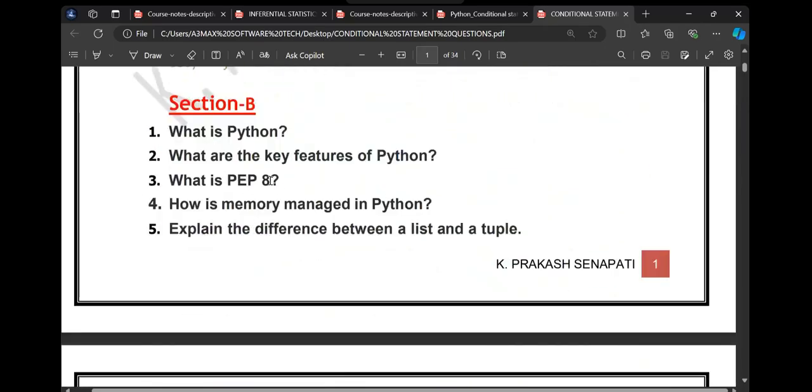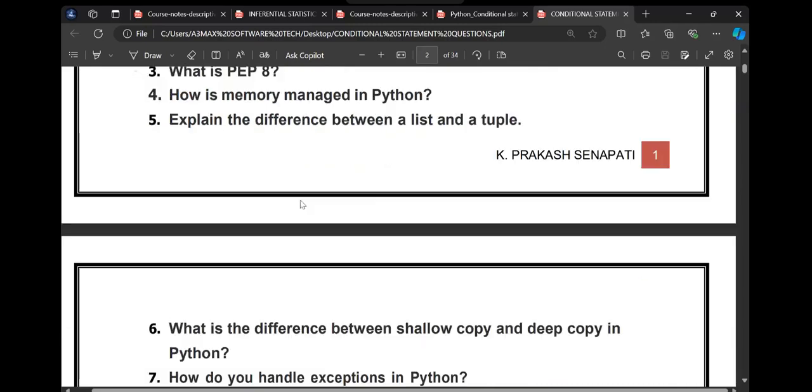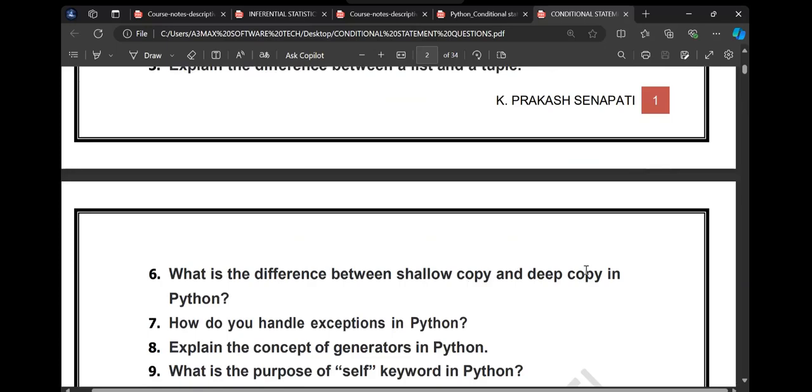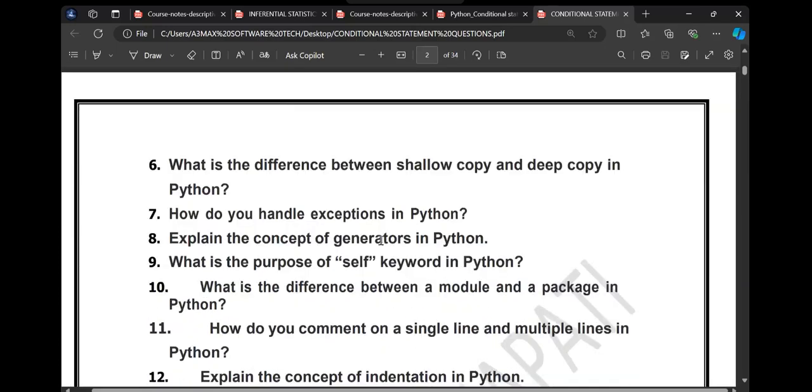What is Python? What is a key? What is PEP 8? How is memory managed in Python? What is the difference between shallow copy and deep copy? How do you handle exceptions?